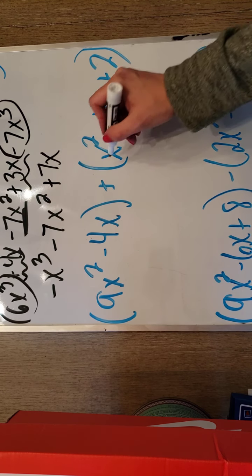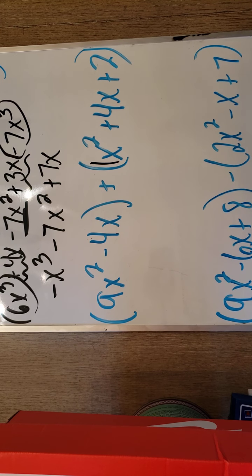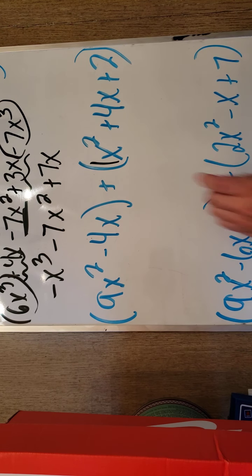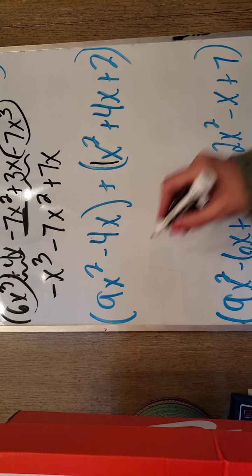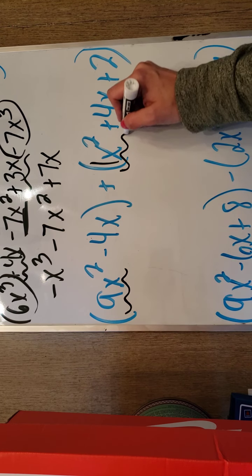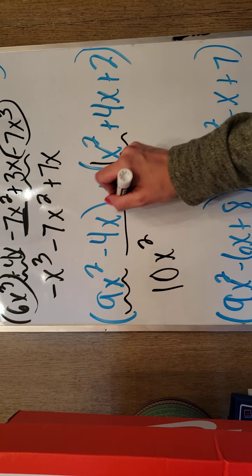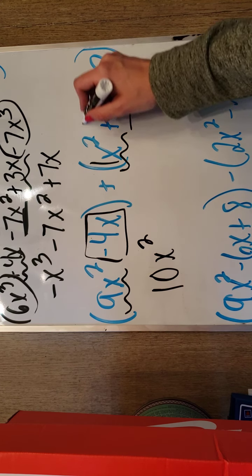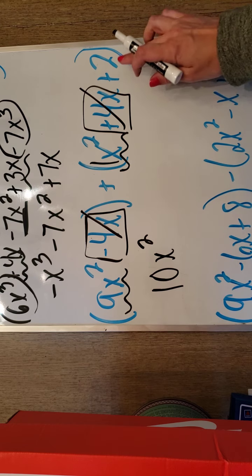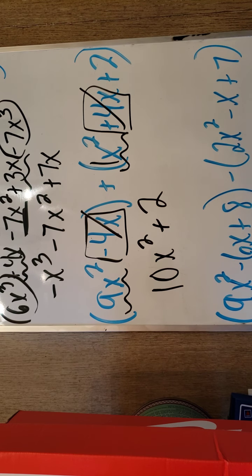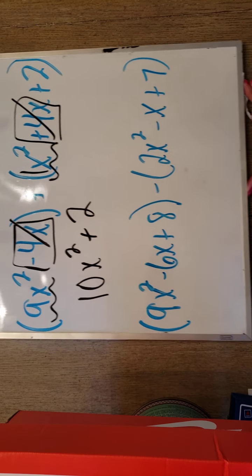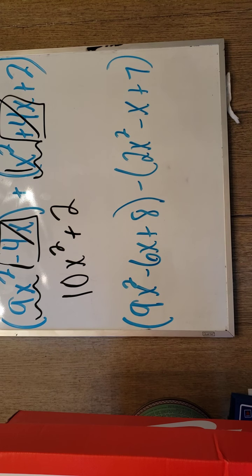Next one, you need to write a 1 here. We have a plus sign, so we're not distributing. We're just combining. This goes with this. 9 plus 1 is 10x squared. Then we have negative 4x plus 4x, which goes to 0. This guy has no friends, so drop him down. Ooh, I almost just spilled my iced tea.